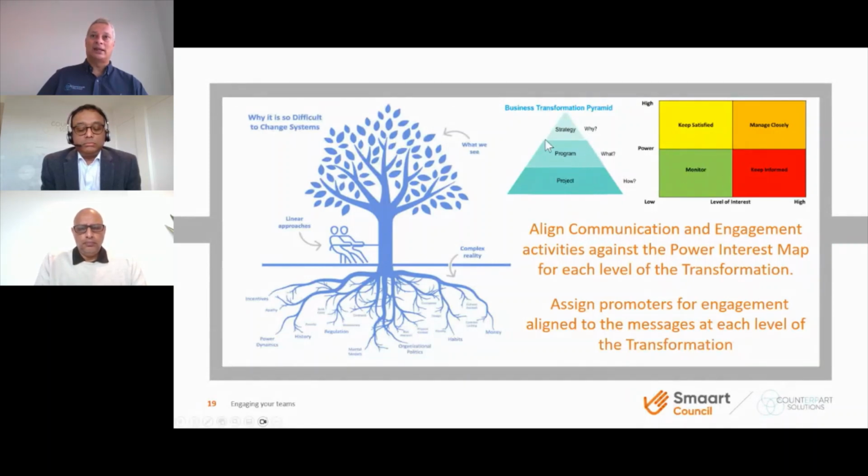So each one of these aspects of the transformation period has different PI maps against them. And again, there are 4 different types of messaging for the same thing. So if we're talking about centralizing procurement, there might be a different discussion at a strategic level, a different discussion at a program level, and a different discussion at project level, which is the capabilities. But within the project level as well, it may be a different discussion depending on where people are sitting within the power interest map, and then follow-on engagements.